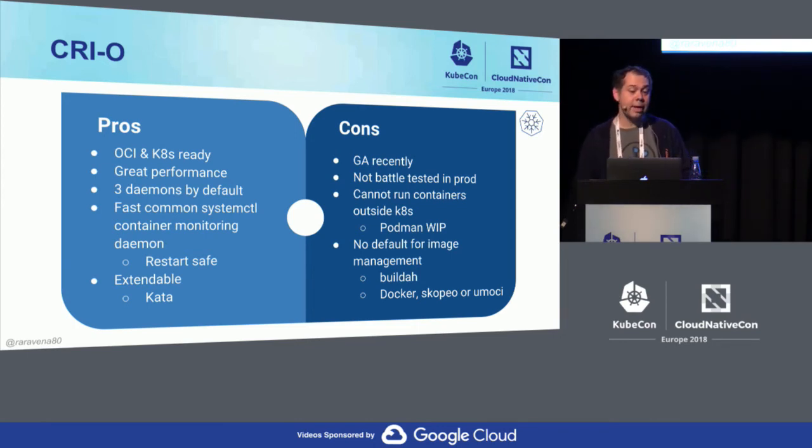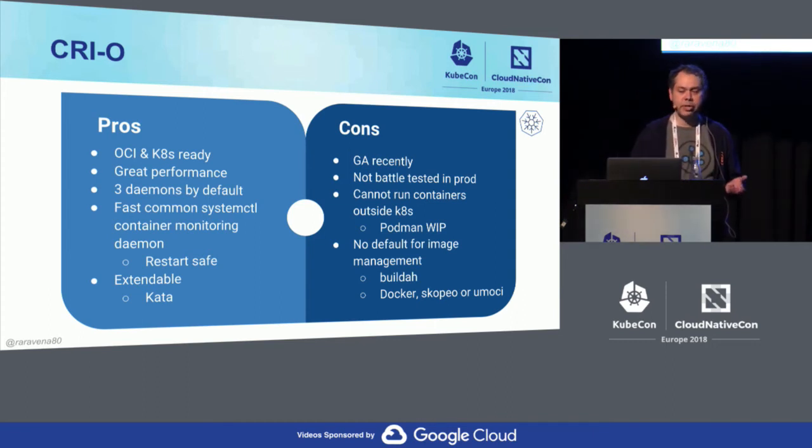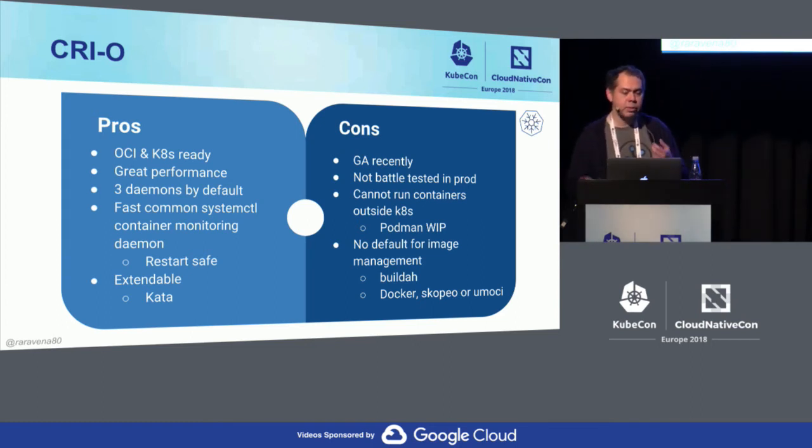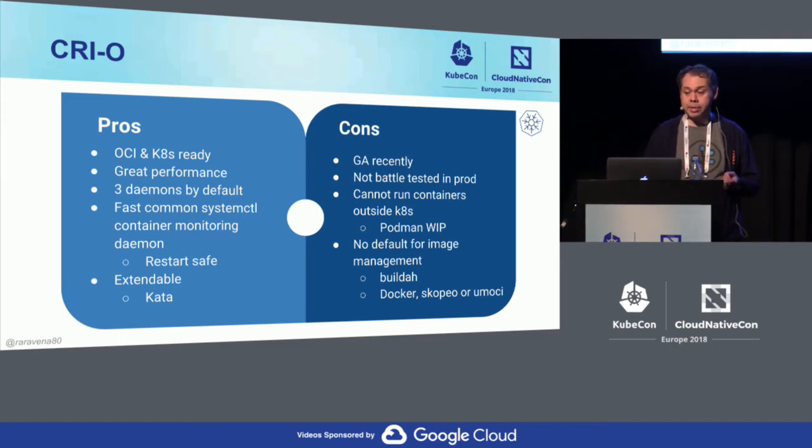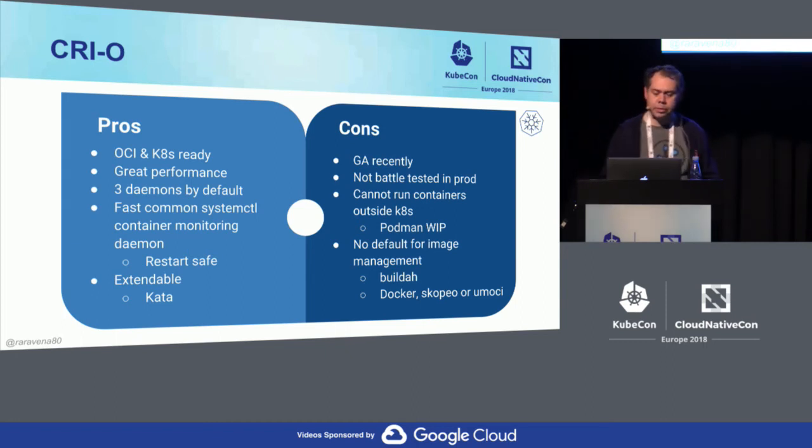The cons are that it just went GA recently, and not a lot of people are using it in production. You cannot run containers outside Kubernetes, but there's a tool in the works, and I think the Red Hat booth is demoing it. If you're interested, you can find out more about it. It's called Podman. There's also no default for image management, but they have another tool in the works called Buildah. Or you can use third-party tools like Skopeo or Umoci, which are OCI image management tools.